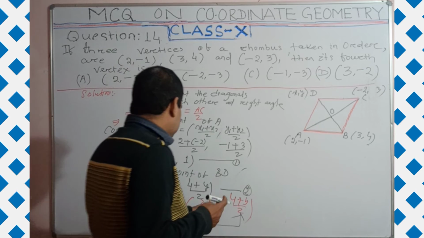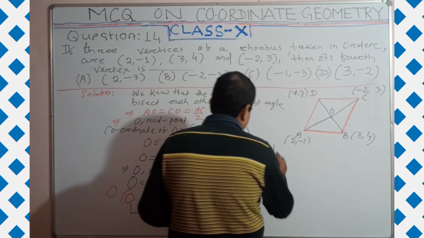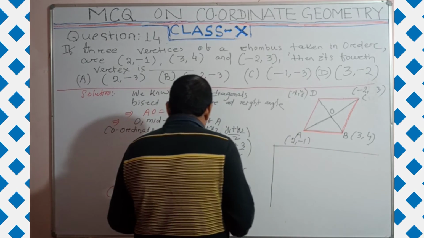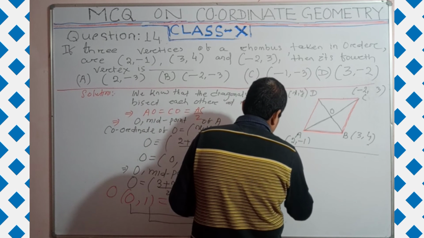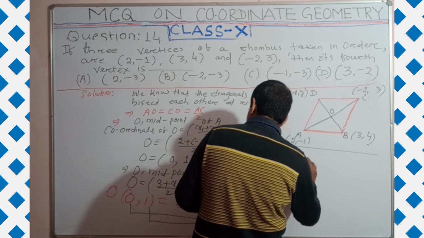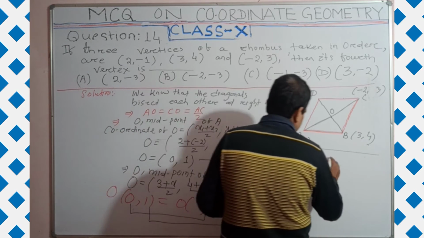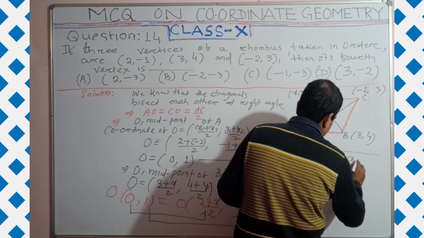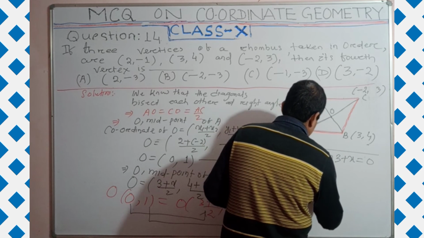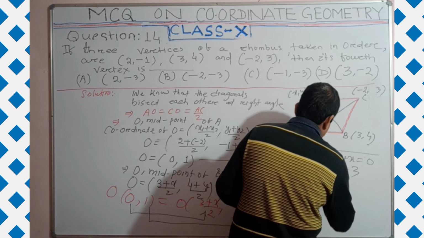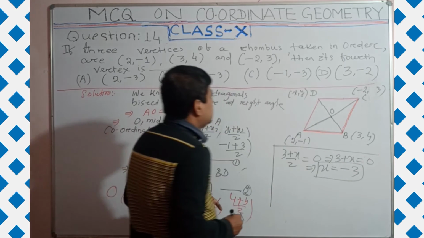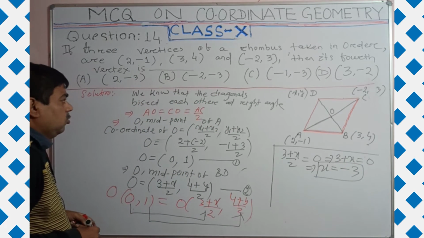Let's see. Now I am comparing both sides of their corresponding x coordinate. 3 plus x upon 2 is equal to 0. So that implies 3 plus x is equal to 0, and that implies x is equal to minus 3. We got x is equal to minus 3.